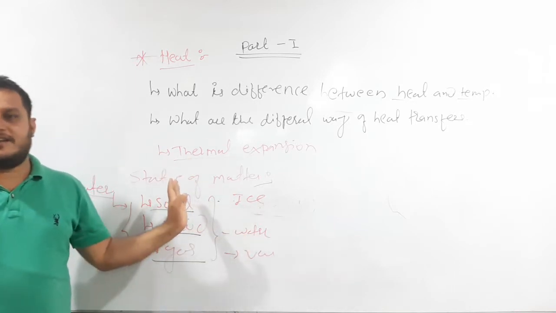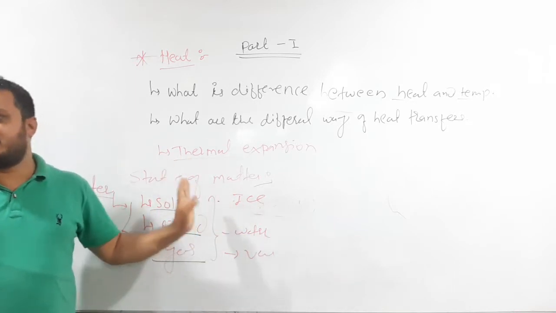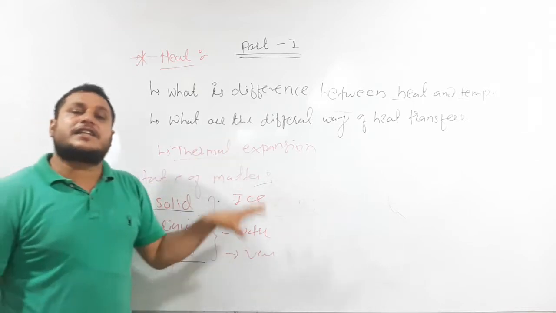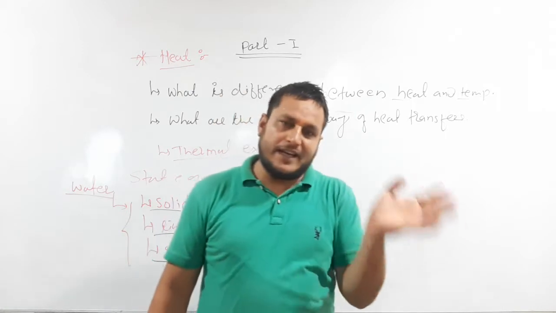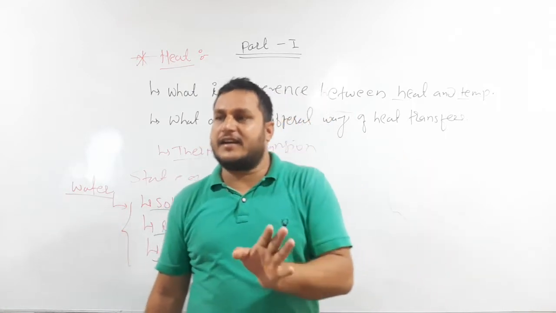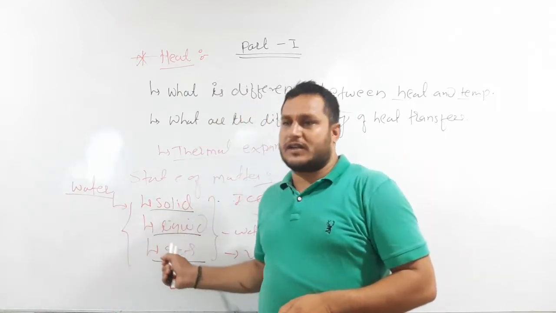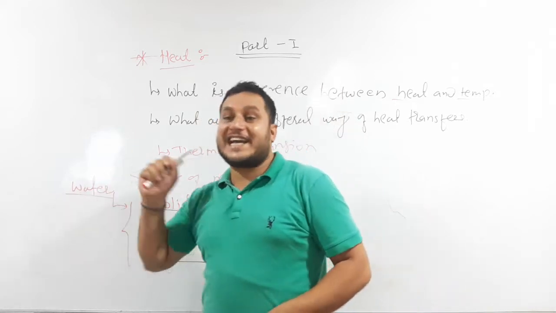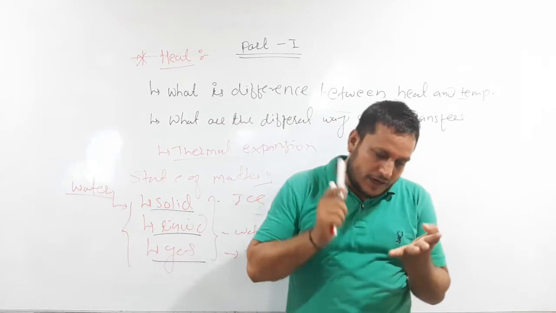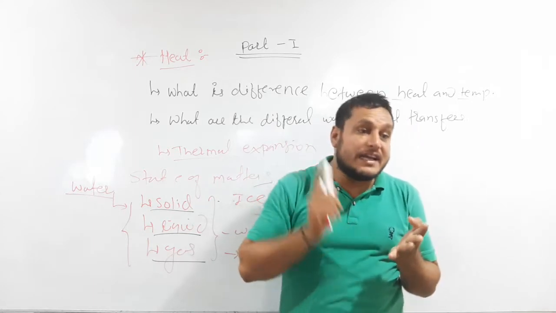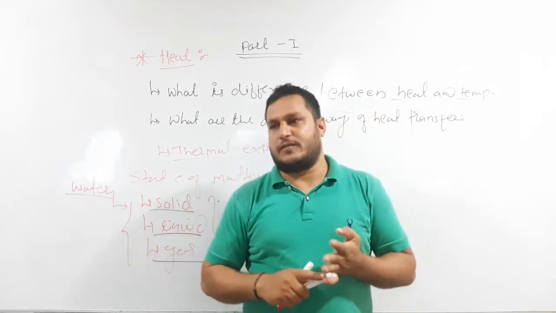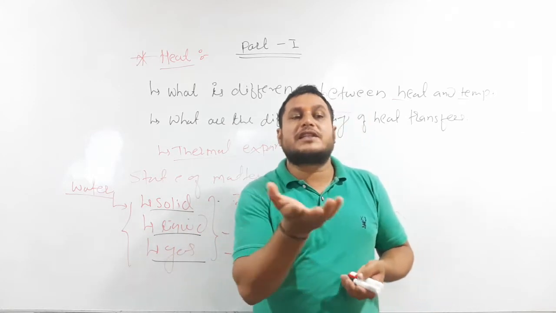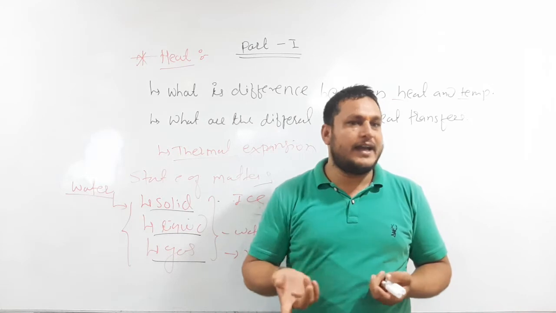In other matters, other elements, the density is greater in the solid state than in the liquid. But here water is an exception. The solid state of water has less density than the liquid form. That's why the ice cube floats over the surface of the water. Why?